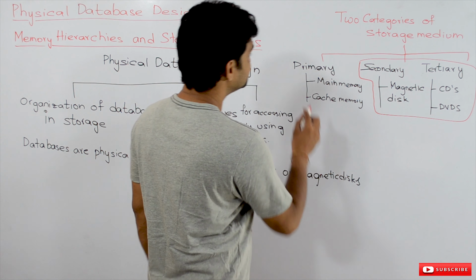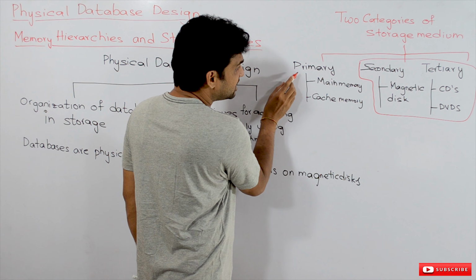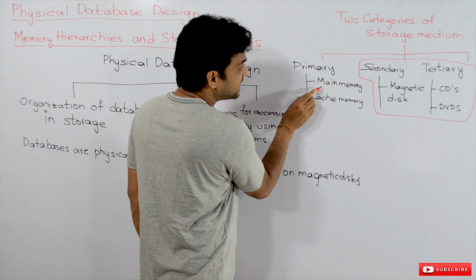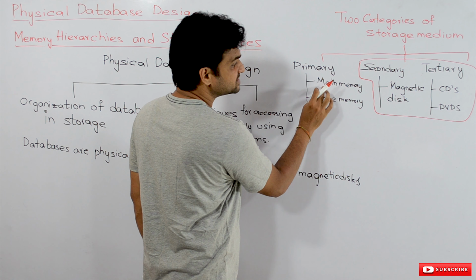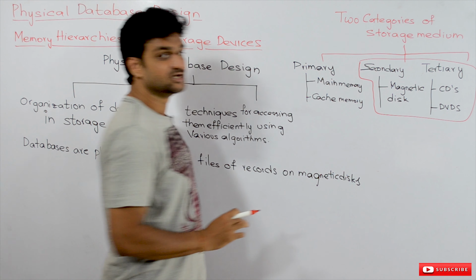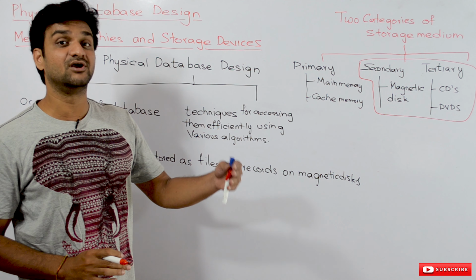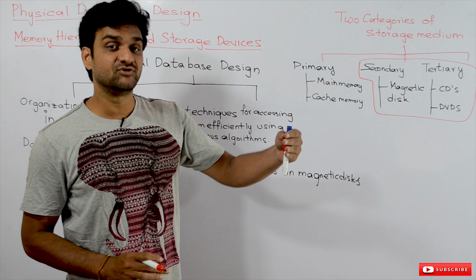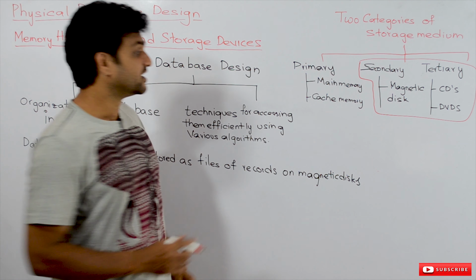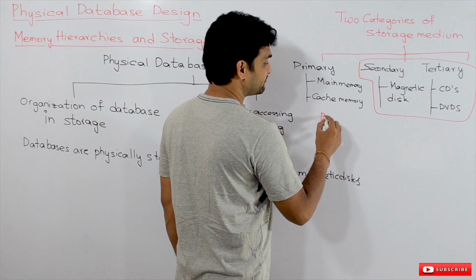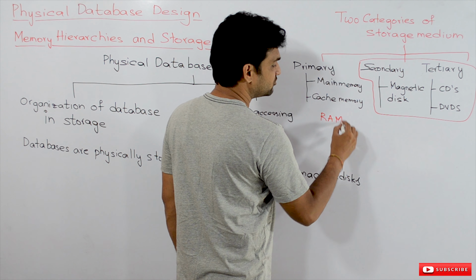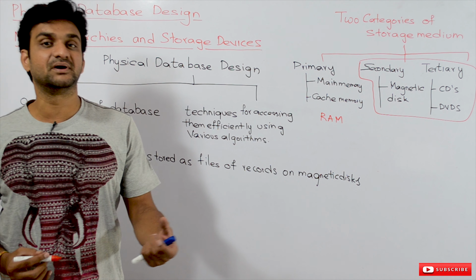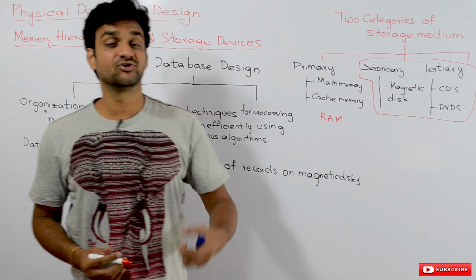This is what we call primary memory, and under this category we have two different types of memory: main memory and cache memory. Have you heard of this main memory called RAM? Have you ever heard of the word RAM? Random access memory. Whenever we try to buy a mobile, what is it that we check for?